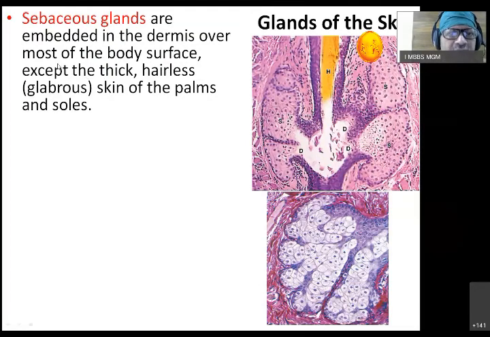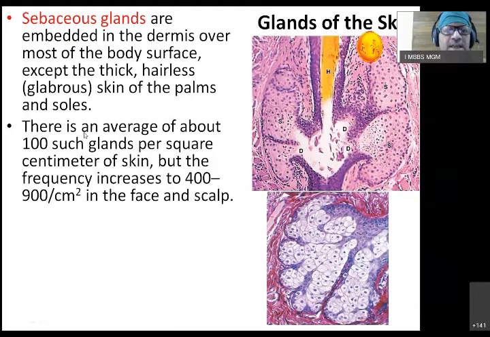The sebaceous glands are not found on the palm and the sole, but elsewhere they average about 100 such glands per square centimeter of skin. They are maximum on the face and the scalp. That's why at your age, we always talk about acne vulgaris. What is acne vulgaris? Acne vulgaris is the infected sebaceous glands. In the scalp and face, they are around 400 to 900 per square centimeter compared to the rest of the body.